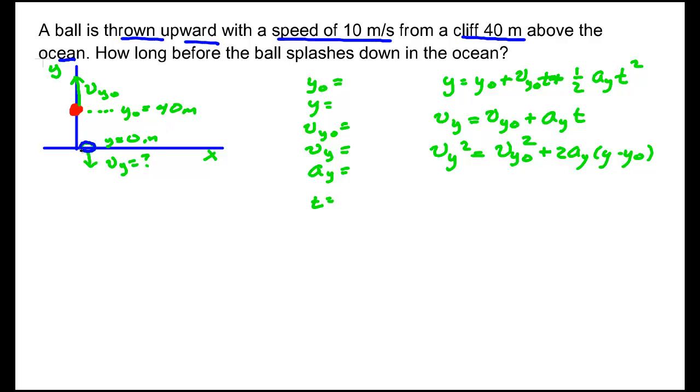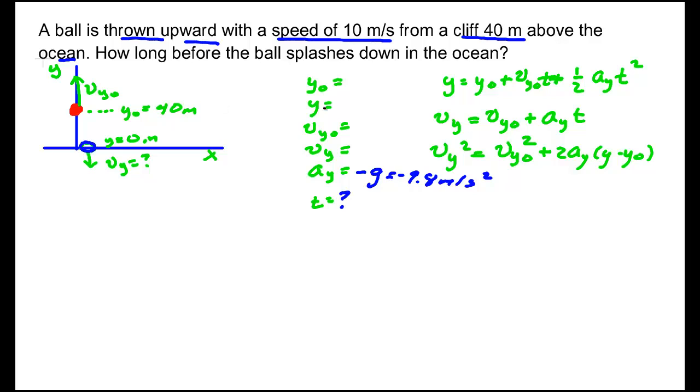This is a free fall type problem, and so we know that the acceleration in this problem, based on my y axis, is minus g, or minus 9.8 meters per second squared, and it's constant in the problem. We do not know the time that it takes the ball to splash. We were told that the ball started 40 meters above the ocean, and I chose the ocean as my reference point. Not that you had to do that, but that was my choice.